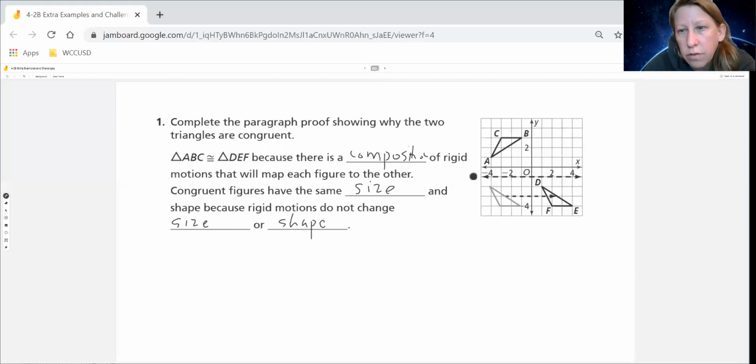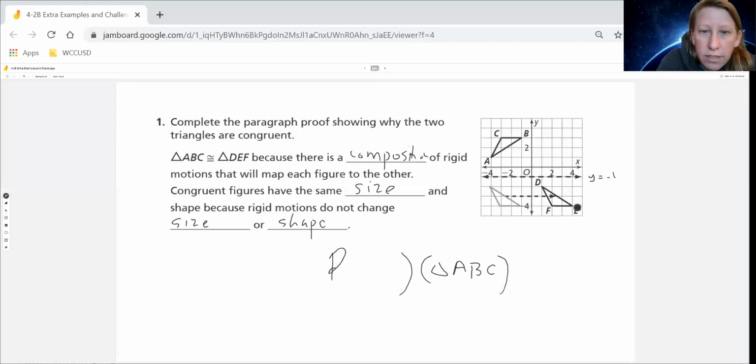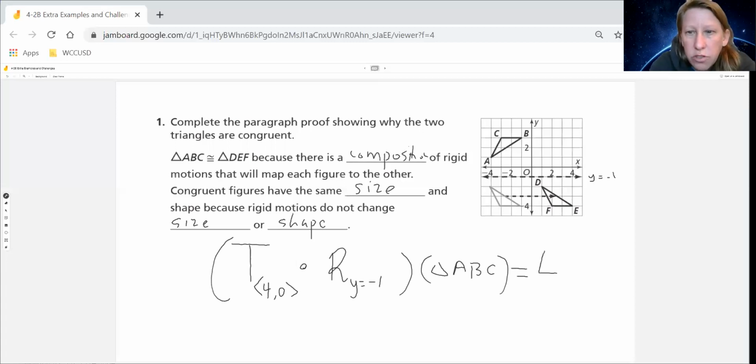You can see in this figure, it got flipped over this line. This line happens to be y equals -1 for those of you who are interested. And then it got translated over, a straight translation of 1, 2, 3, 4, 5 units to the right. Just if you want to know how to write that, this would be triangle ABC. The first thing that happened is it got reflected over the line y equals -1, and then it got translated, capital T, 4 units to the right and 0 units up and down. And after you do that, you get triangle DEF. It maps onto it.